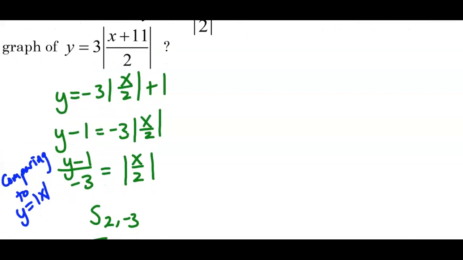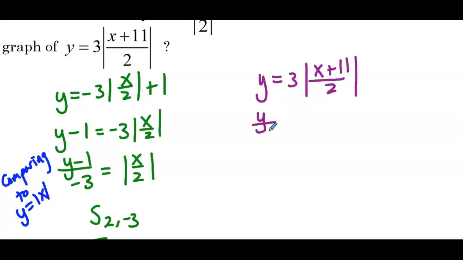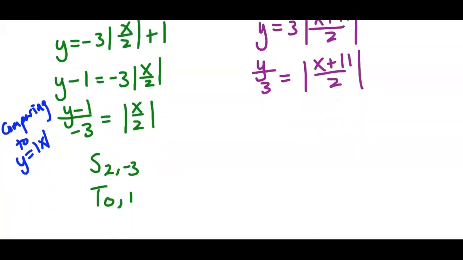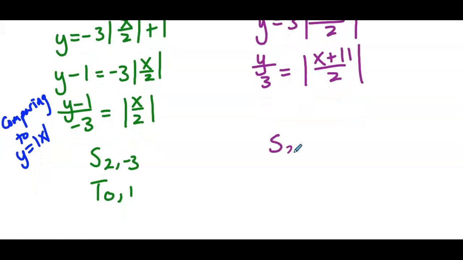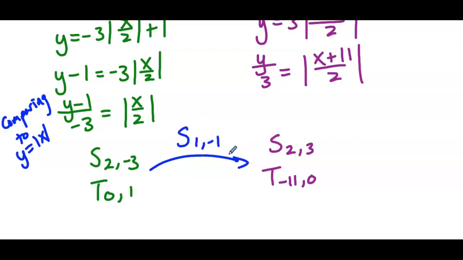Now let's take the other function, y equals 3 times the absolute value of x plus 11 divided by 2. Let's rewrite that. So y divided by 3 equals the absolute value of x plus 11 over 2. So our scale factor is 2, 3, and our translation is negative 11, 0. Okay, so now the question is, how did we get from these transformations to those? Okay, so scaling 2, negative 3 to scaling of 2, 3. So it looks like the y was multiplied by negative 1.